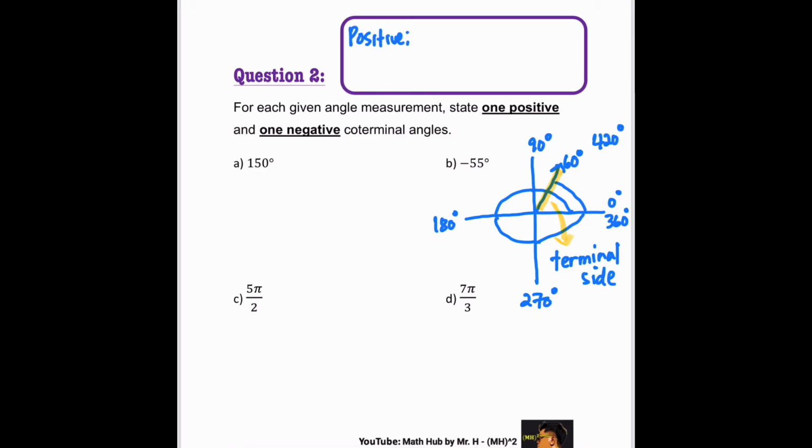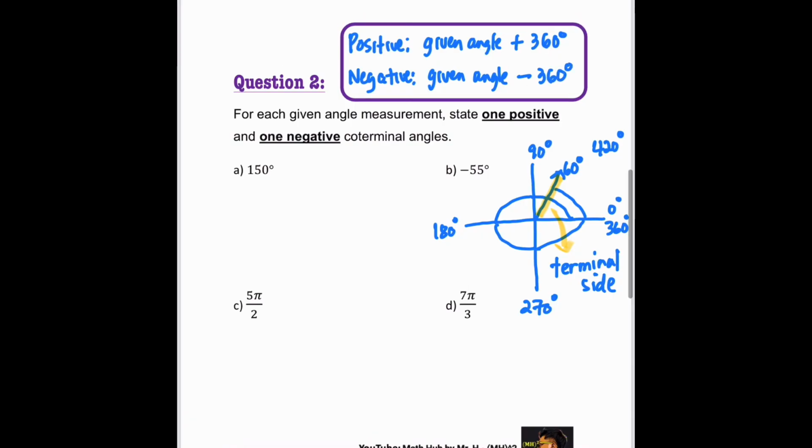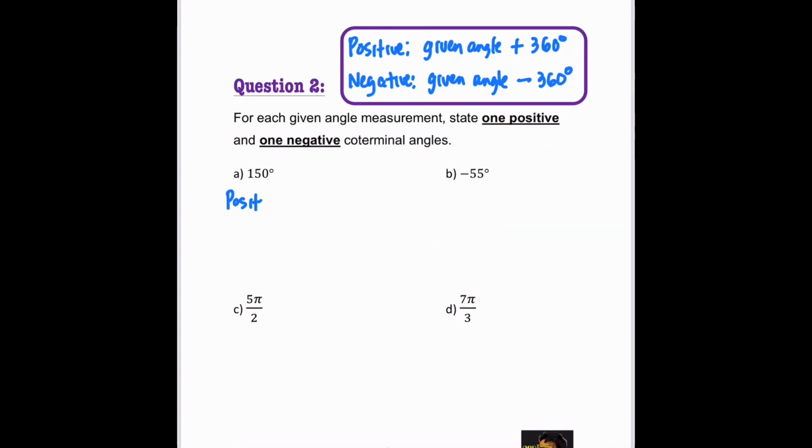So if you want to find one positive coterminal angle, you just need to take the given angle plus 360 degrees. On the other hand, if you want to find one negative coterminal angle, you take the given angle, then subtract 360 from it. Let's answer the question. So to find one positive, we take 150 degrees plus 360 degrees, which will be equal to 510 degrees.